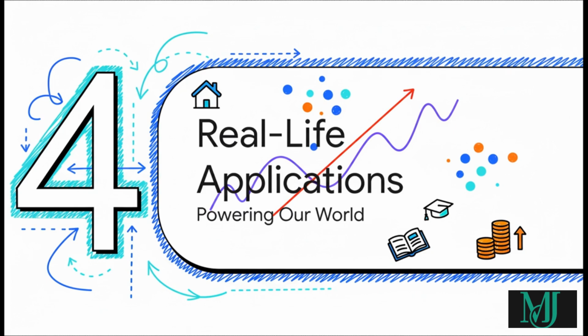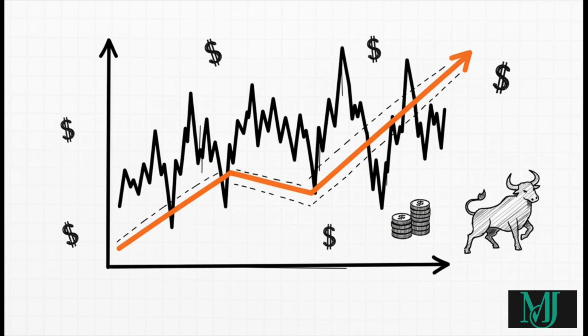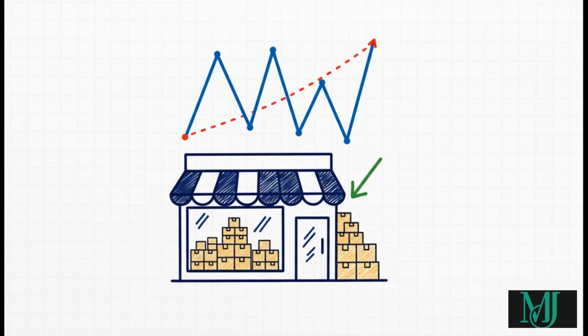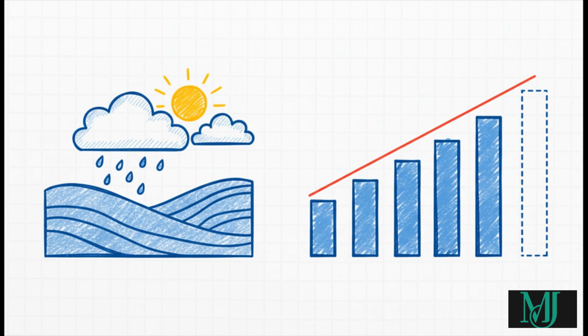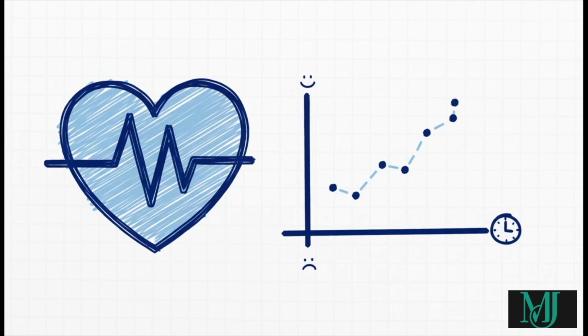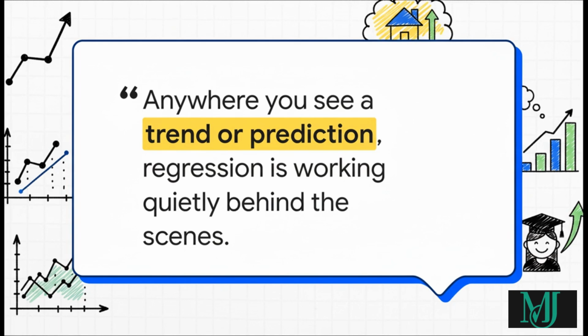Alright, now we know how it works and how to grade it. But why does any of this matter? Because regression is everywhere. In finance, models predict stock prices from past performance, market trends, and big news. In business, it powers sales forecasting, helping companies plan inventory and marketing. In science, it drives climate models, mapping CO2 levels, temperature, and melting ice. Even in medicine, regression predicts recovery time using age, surgery type, and other health factors. Pretty much anywhere you see a trend being analyzed or a prediction being made, regression is quietly working behind the scenes. It's the invisible engine of our modern world.